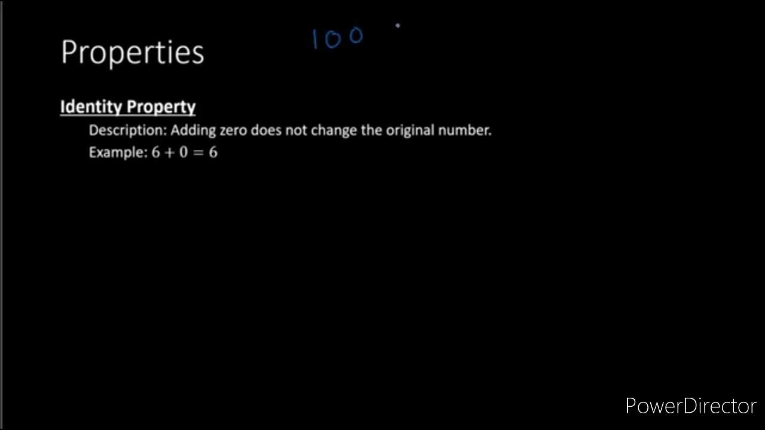Another example, if we had the number 100. If we add 0, we still have 100 as our answer. Adding 0 does not change the original number. We started with 100 over here. We're going to end with 100.